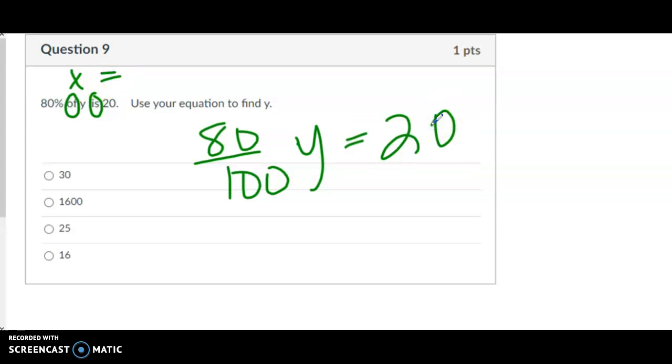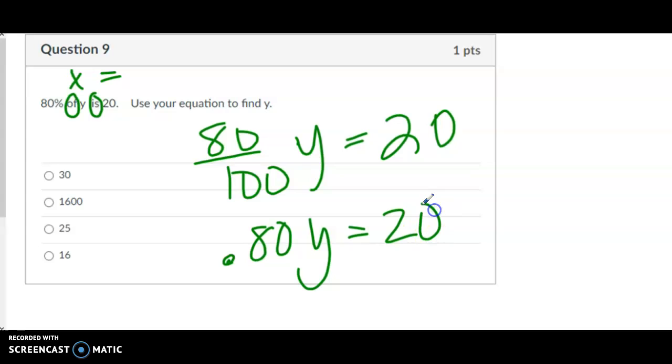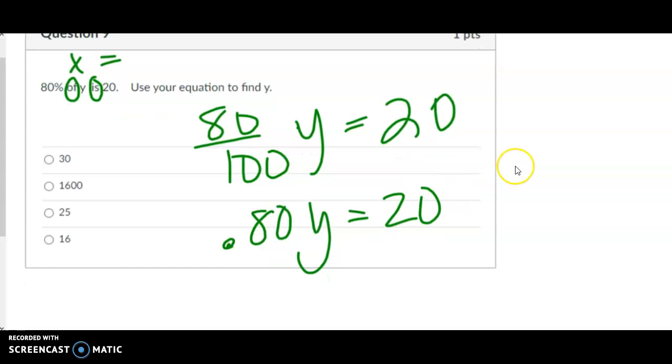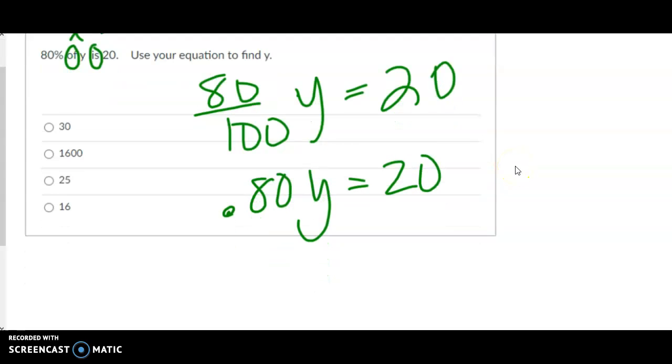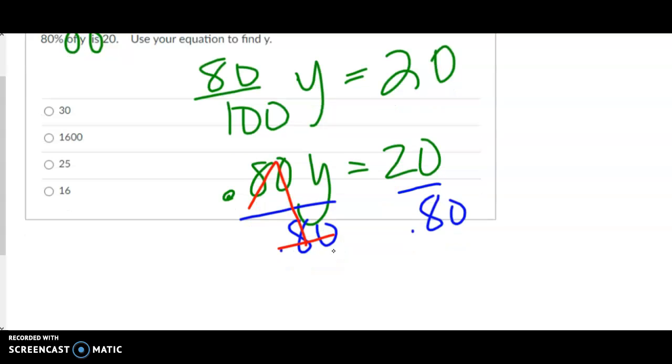So let's change that 80 over 100, 80 hundredths, to 80 hundredths as a decimal. And then I can solve a little bit more simply. I want to get y by itself. I want to get to 1y. So I'm going to have to divide both sides by 80 hundredths so that when I cancel out, 80 hundredths divided by 80 hundredths is 1y. And that will equal 25 when I divide on that side.